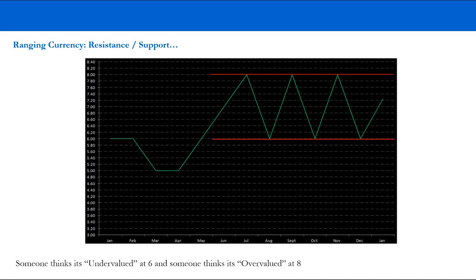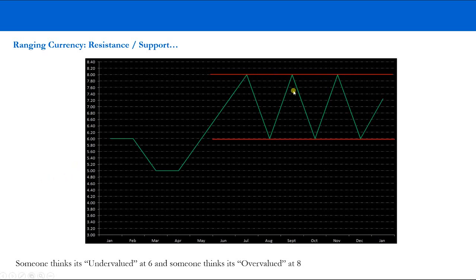What about if we have a ranging currency pair? Well, how do we interpret it properly in terms of a ranging asset? Well, we have the currency pair here with support for the currency at a value of 6, and we have resistance in the currency at a value of 8.